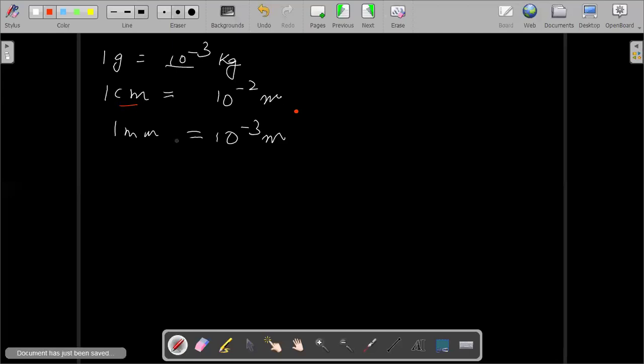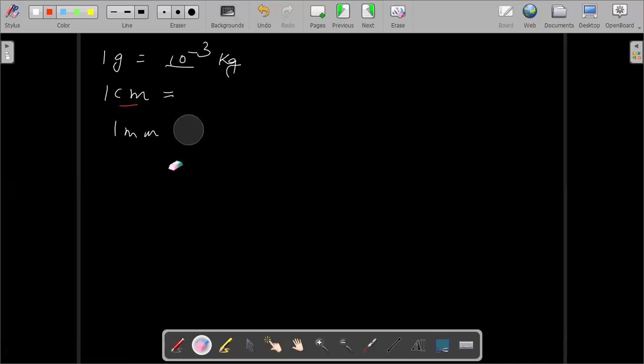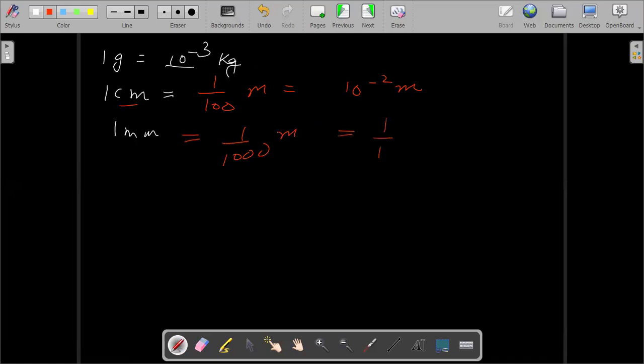Centimeter to meter is 10 to the power minus 2. Okay, just see step by step how we go. 1 centimeter can be written as 1 over 100 of a meter, so I can write it as 10 to the power minus 2 meter. Similarly, 1 over 1000 meters can be written as 1 over 10 to the power 3 meter, which can be written as 10 to the power minus 3 meter.